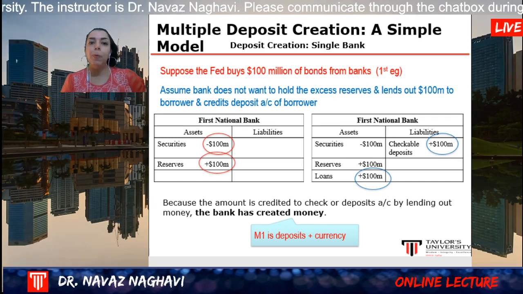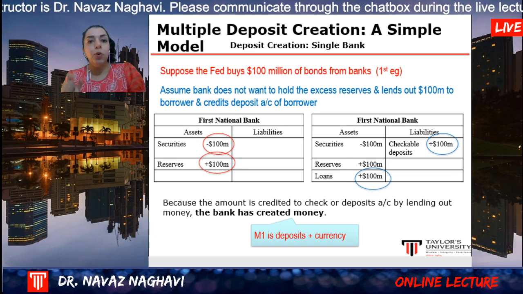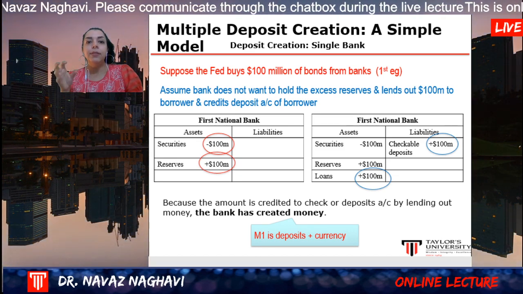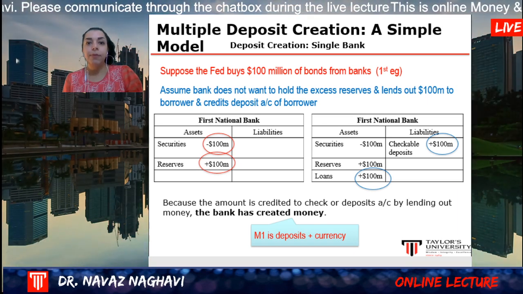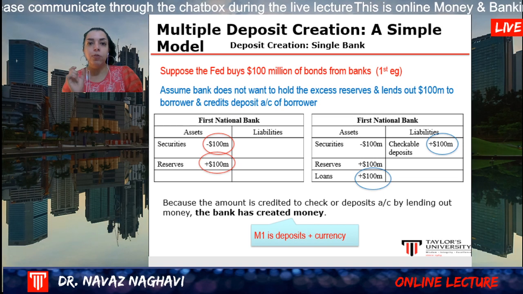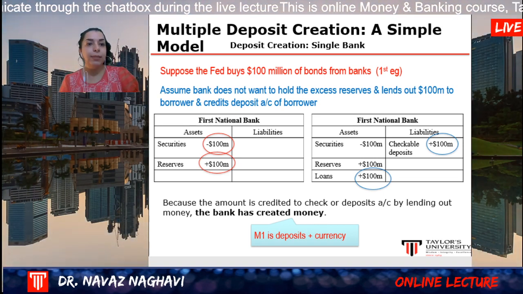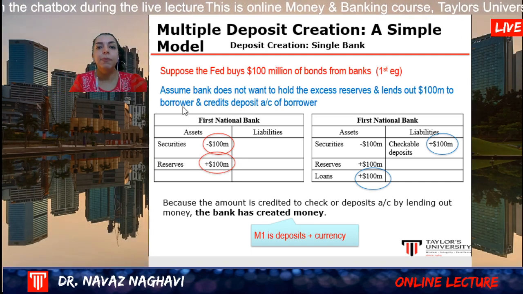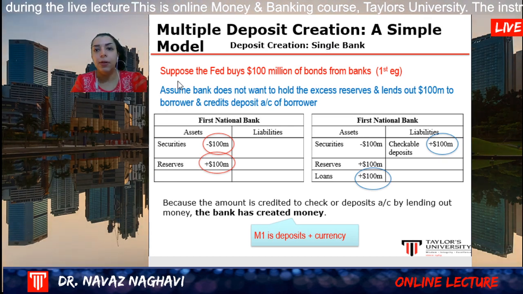The same thing we want to discuss here: if there is a single increase in reserve, the total creation of the money supply will be more. So we are saying that with our amount of reserve, money can be created more and more. That is the multiple deposit creation. First, we start with a simple example, which is a single bank. So now let's continue with the example.